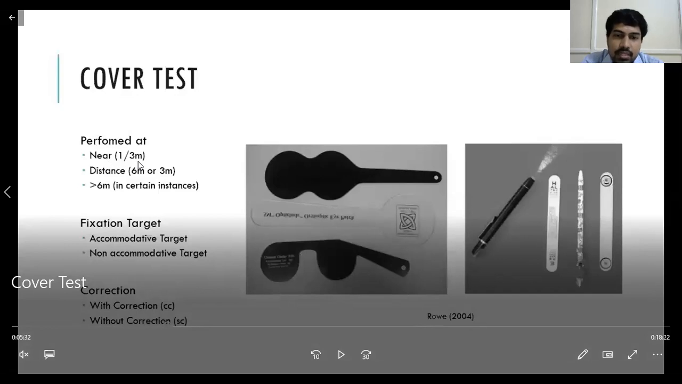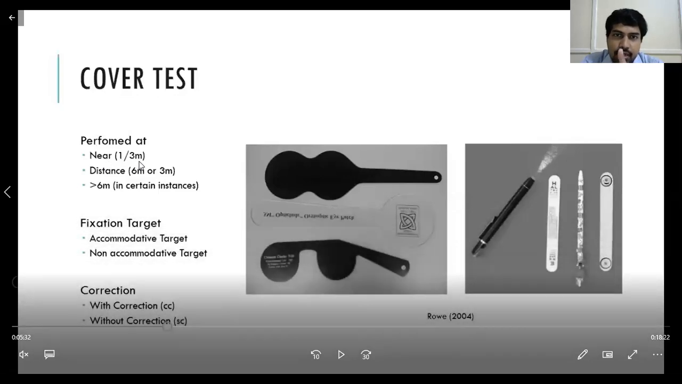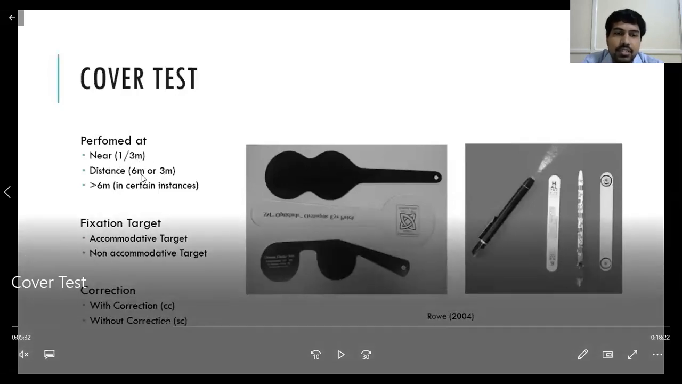That's why this cover test should be performed at near. If you want to know whether it is a convergence excess or not, you should see at the near part. If you want to see whether it is a divergence weakness or not, you have to see at a distance. Similarly, you will see with glasses and without glasses.